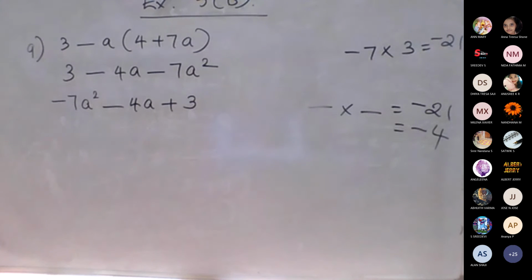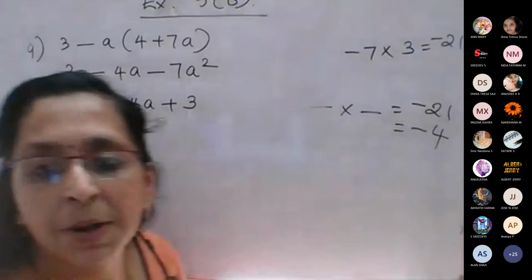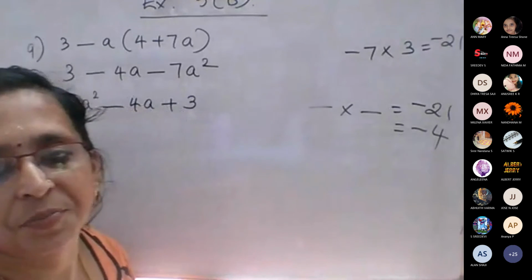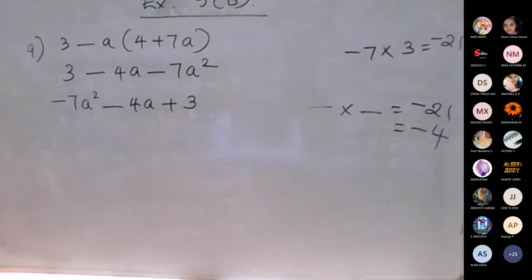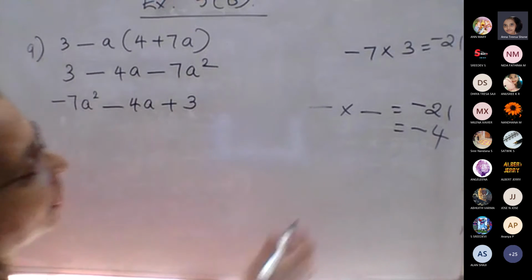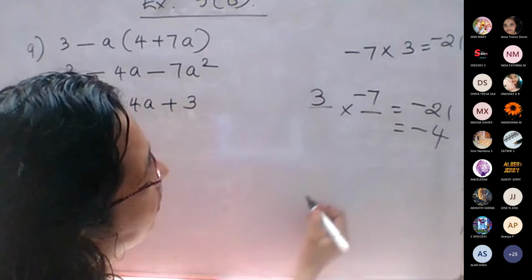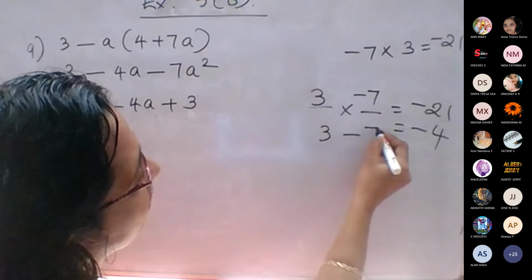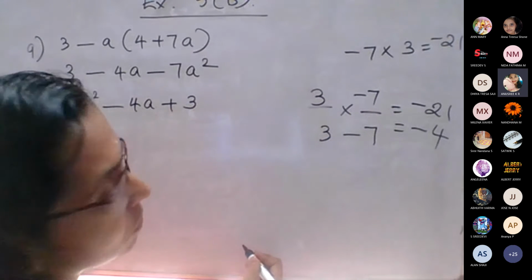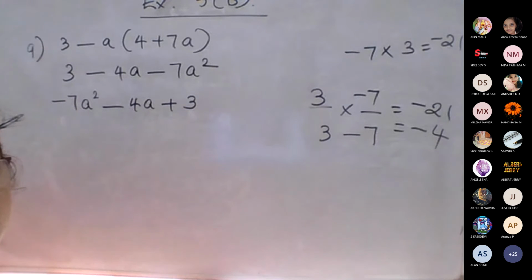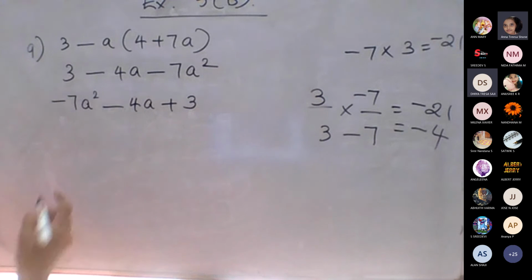You can do that with rough calculation too. If you are thorough with the multiplication table, it will be easy. Study the multiplication table first, then it will be easy. 3 and negative 7. So is it possible? 3 minus 7. Is it okay now? Yes, ma'am.